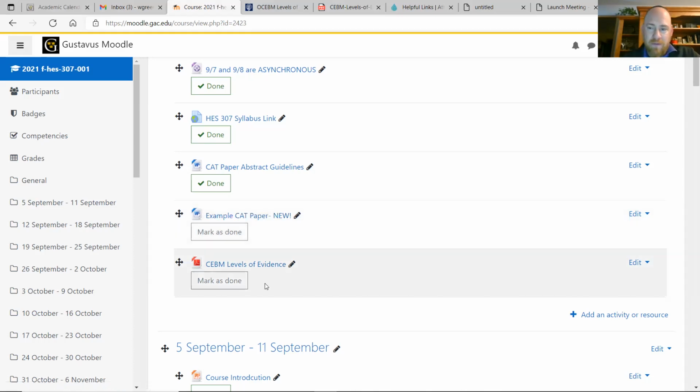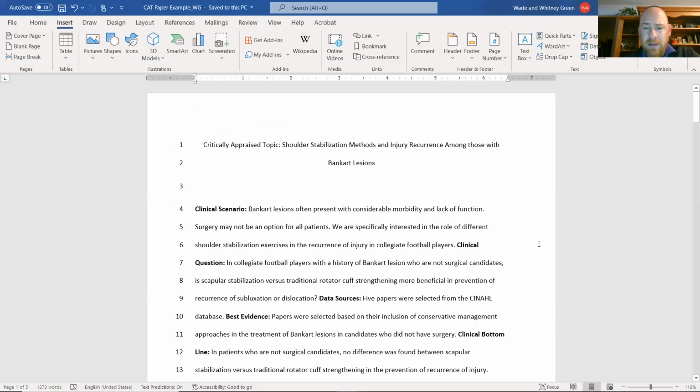Below that, you have the Center for Evidence-Based Medicine Levels of Evidence document that's going to assist you in grading the evidence that you find in your literature search. Okay, so let's get into the paper. All right, let me share that, and we'll walk through it section by section. Okay, here we go, guys. So let me just take you through this.